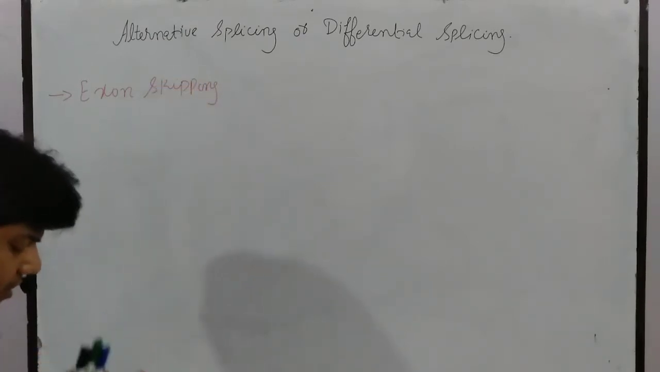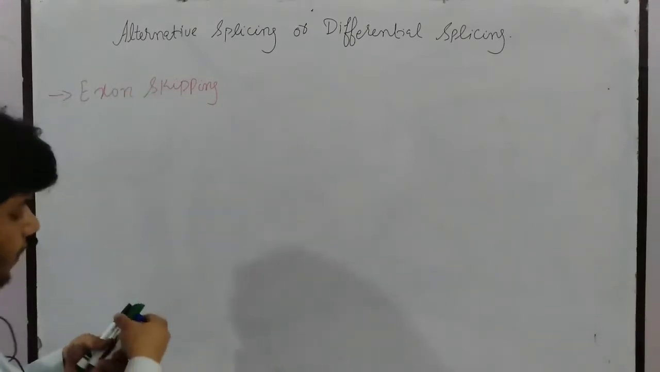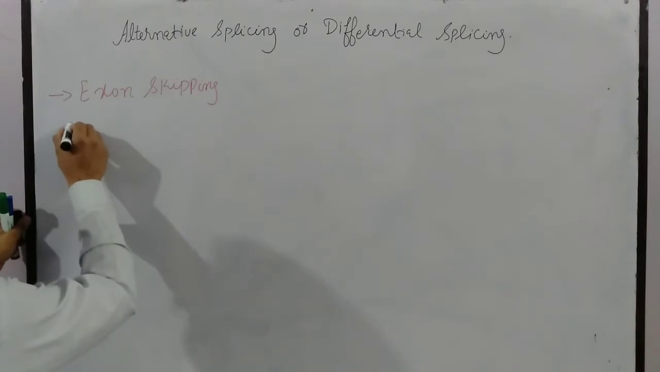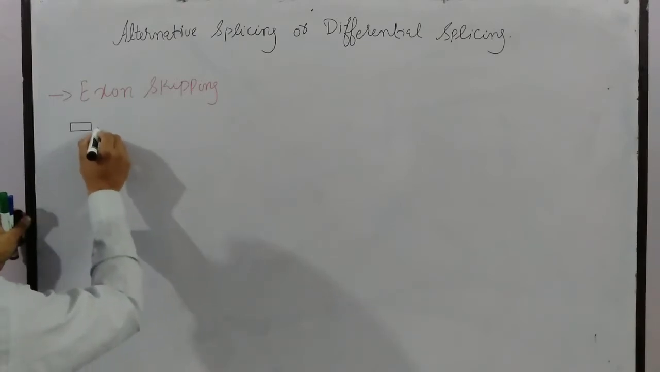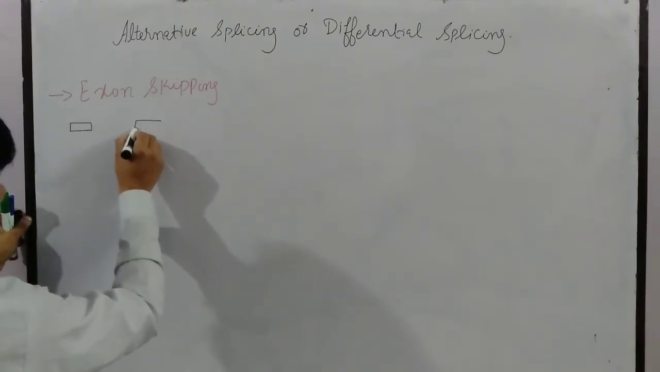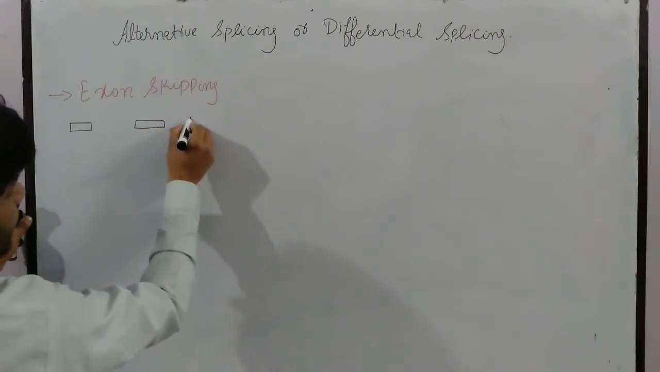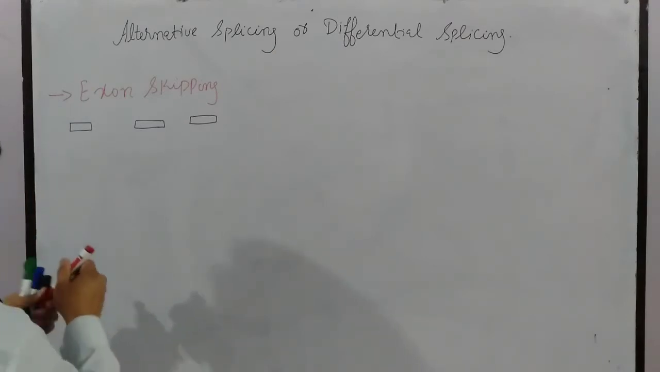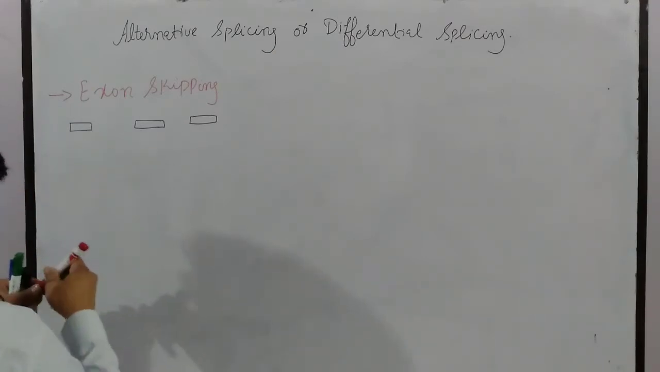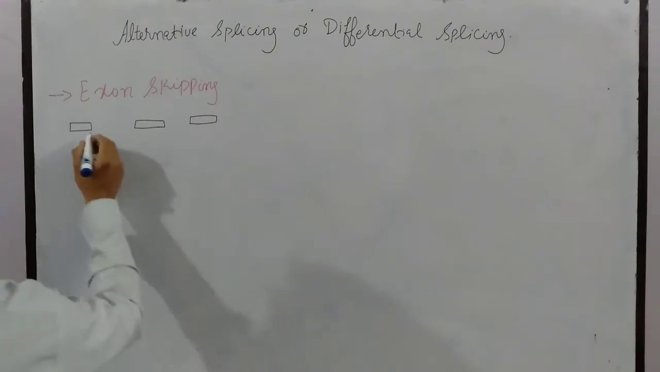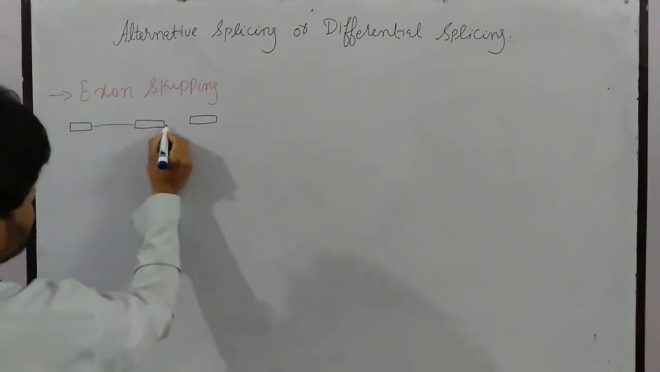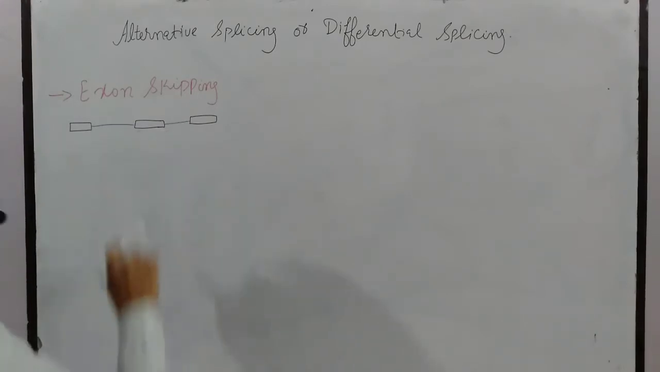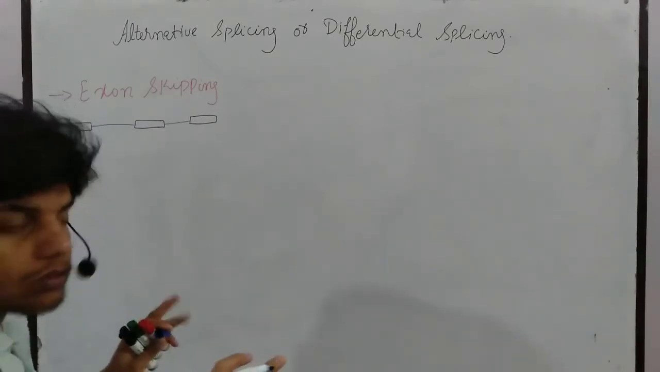As the name suggests, in this case we have the first exon, then the second exon, and then the third exon. Between them we have the intron portion, as you can see. This blue line represents the intron portion, and these black rectangles are the exons.